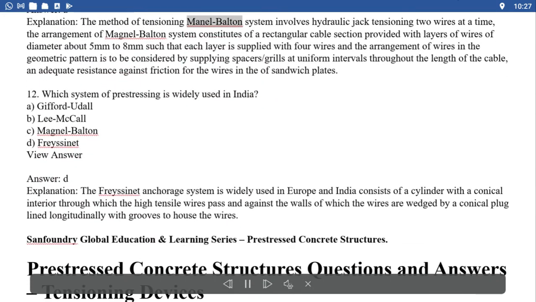Explanation. The method of tensioning in the Magnel-Blaton system involves a hydraulic jack tensioning 2 wires at a time. The arrangement of the Magnel-Blaton system constitutes a rectangular cable section provided with layers of wires of diameter about 5 mm to 8 mm, such that each layer is supplied with 4 wires. The arrangement of wires in a geometric pattern is achieved by supplying spacers or grills at uniform intervals throughout the length of the cable, and adequate resistance against friction for the wires is provided by sandwich plates.